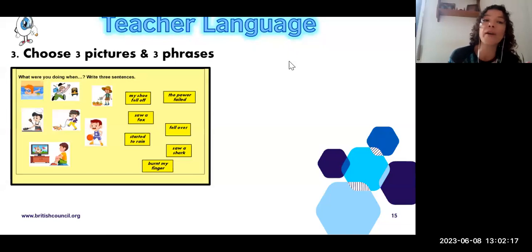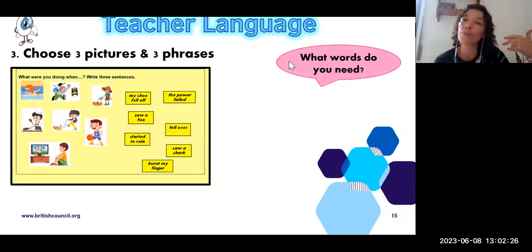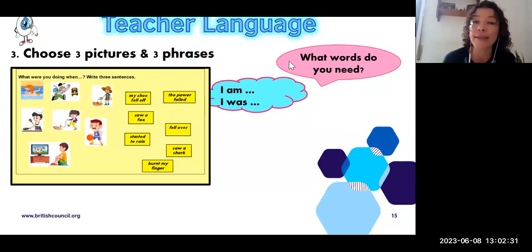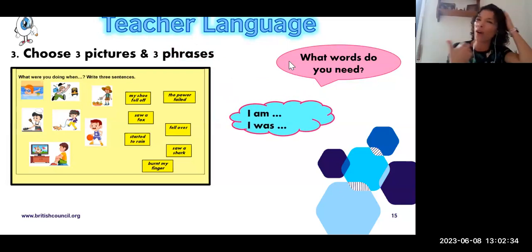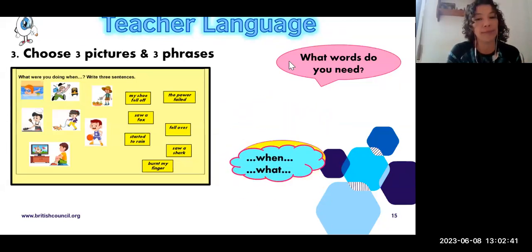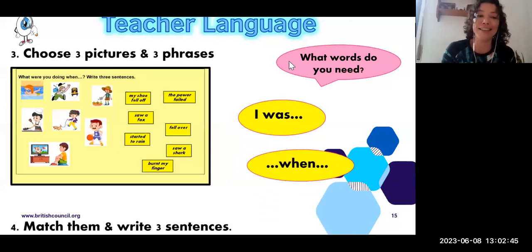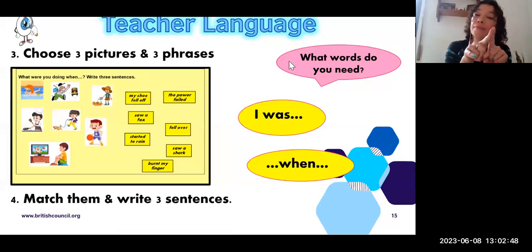Then we ask them, okay, so now choose 3 pictures and 3 phrases. I need to check with them as well. We did this before, so they knew the grammar, but I want to check the grammar. What words do you need? So do you need I am or I was gardening? Do you need when or do you need what? And everyone said, I was. When? Okay, lovely. Now match them and write 3 sentences.